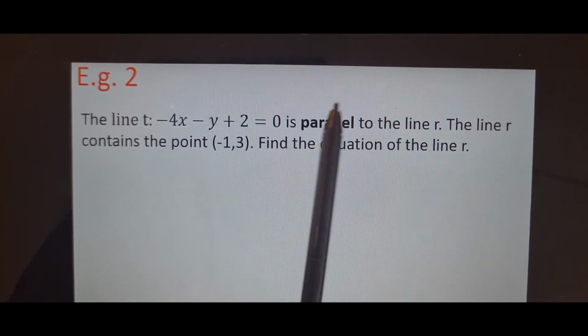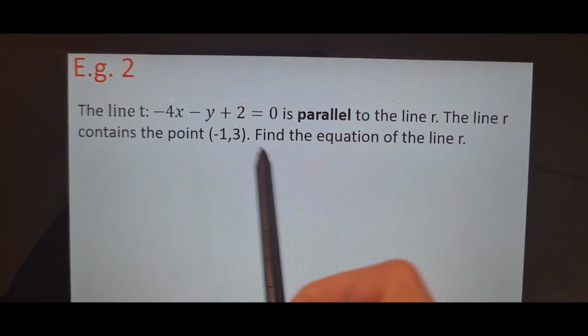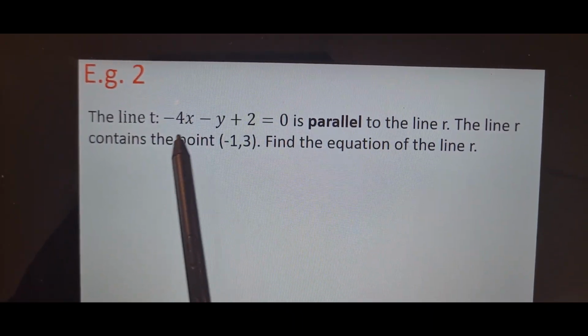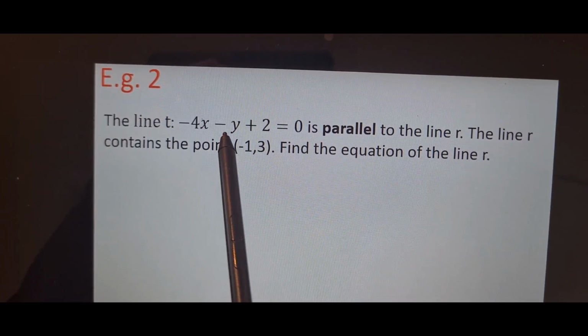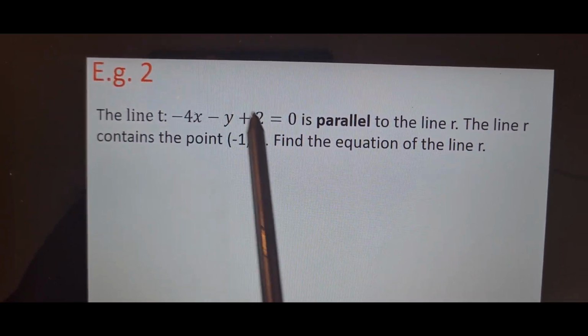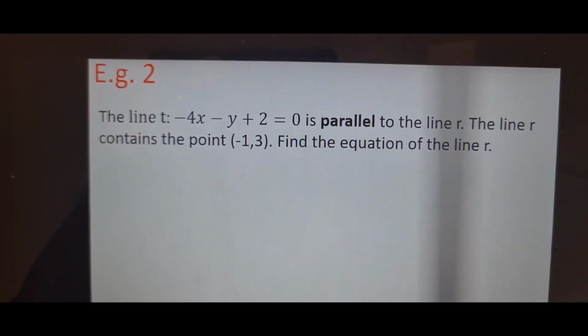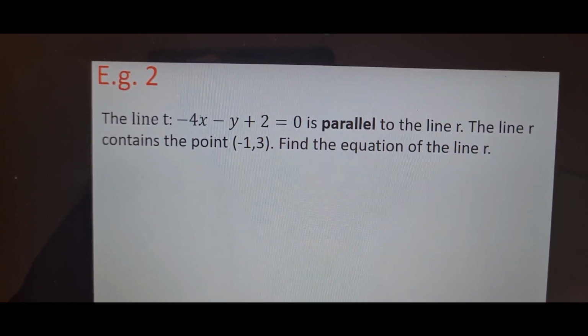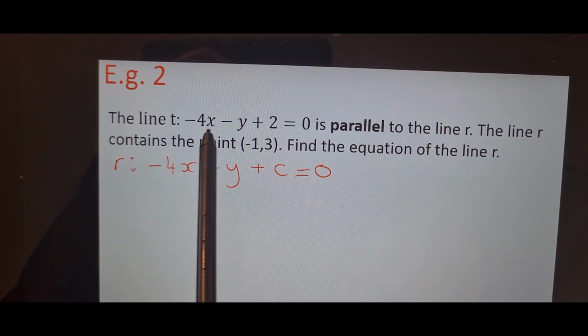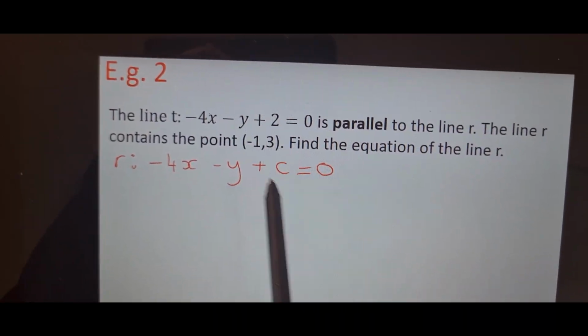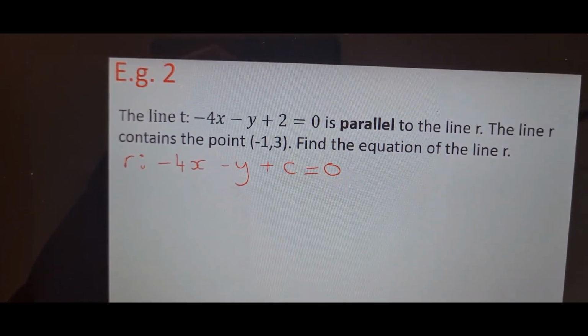Okay, so if I know the line R is parallel to the line T, well then the line R should take the same format as the line T, which means it'll have the same x coefficient and the same y coefficient. The only thing that will be different is the constant at the end. It won't be a +2. So the first thing I'm going to do is write down the line R is now going to look like this. -4x minus y plus something, so plus c, is equal to 0.